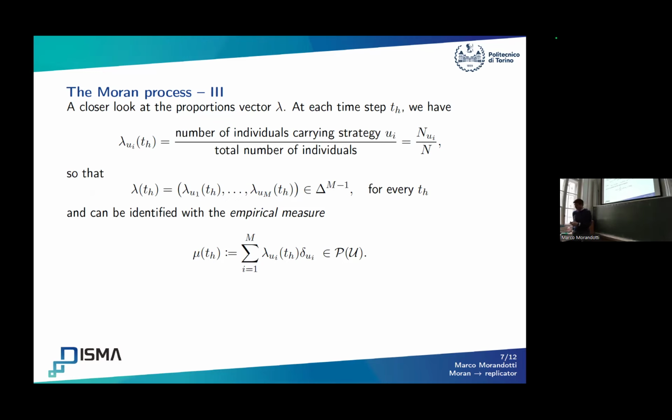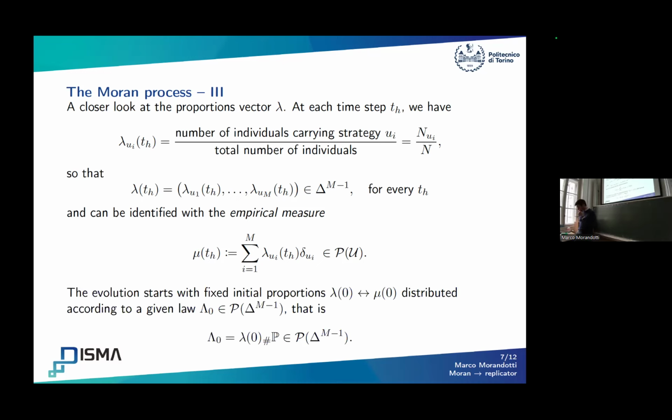So given my strategies u_1 through u_M, I can construct this empirical measure mu, which is the convex combination of deltas, each of which is centered at the u_i's. And this is genuinely an element of P(U), but if you look just at the weights, it's an element of the simplex. That's why the identification is possible.